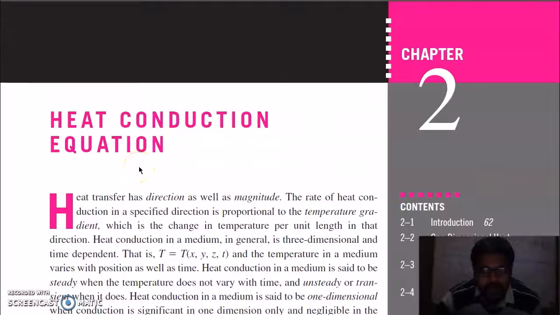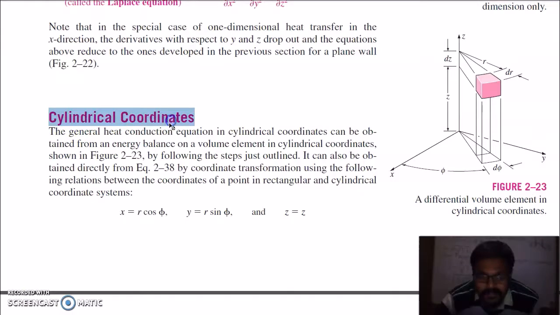Good morning. Today we will start with the heat conduction equation in cylindrical coordinates. The general heat conduction equation in cylindrical coordinates can be obtained from an energy balance on a volume element in cylindrical coordinates.